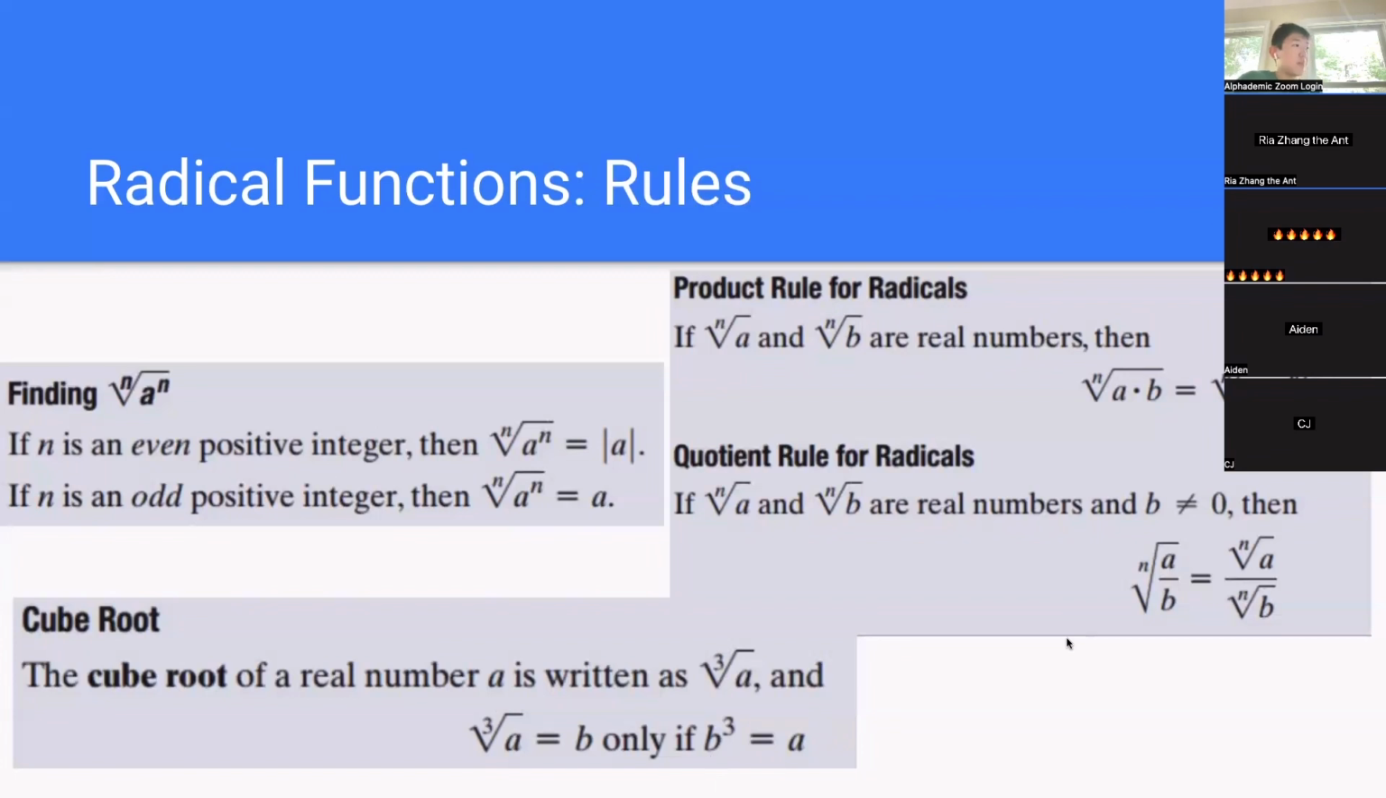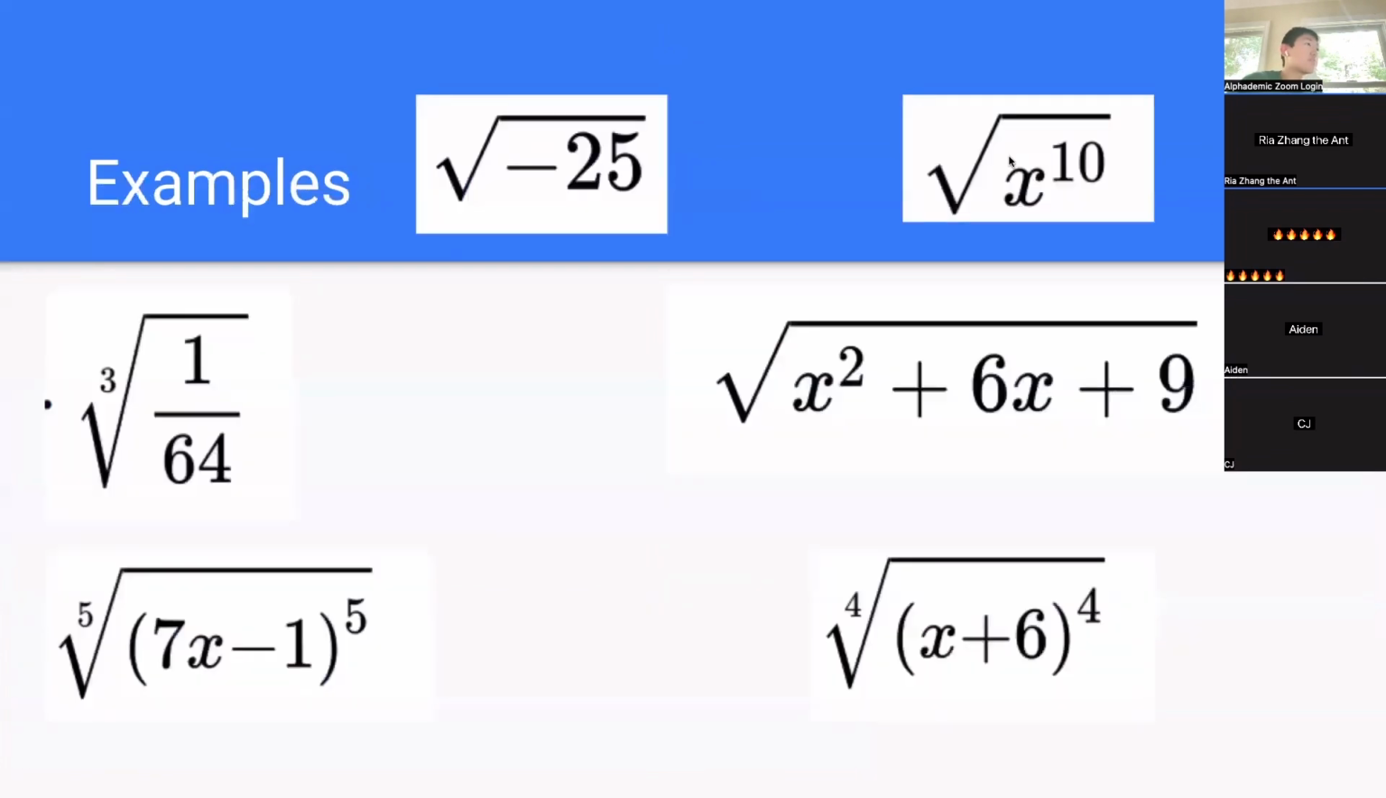So these are just some important rules to keep in mind when you're solving radicals. These will greatly help you in saving time and just solving equations, simplifying equations in general when you're dealing with radical functions. So here we just have some pretty quick examples. Your goal for these examples is just to simplify. I'll do the first few.